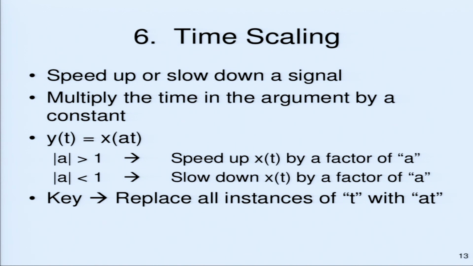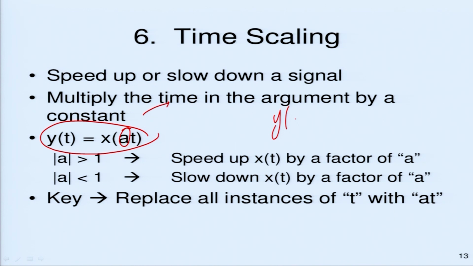Okay. The third is time scaling. What do you mean by time scaling? When we want to increase or decrease the speed of time, then we use time scaling. How do we do it? We multiply the time in the argument by a constant. Suppose you have y(t) equal to x(at), where x(t) is the basic signal. What you have done is multiply a constant a in the time.